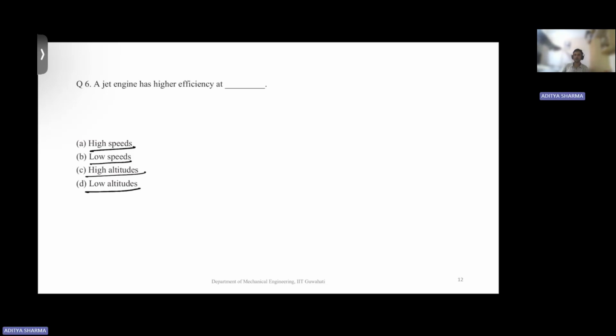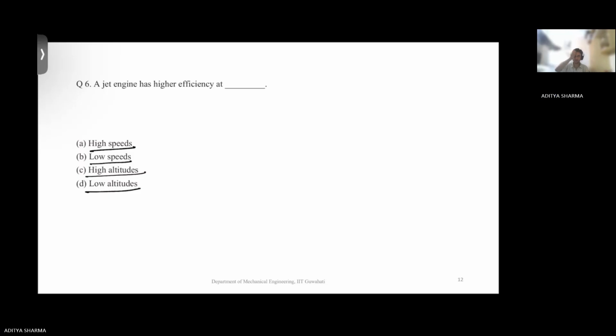Yes. So as the air becomes thinner, the thrust reduces. But with your increase in altitude, your thermal efficiency of the engine also increases. So there's a tug of war between these two.